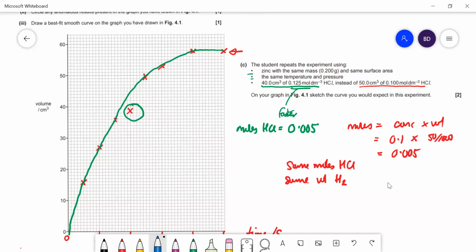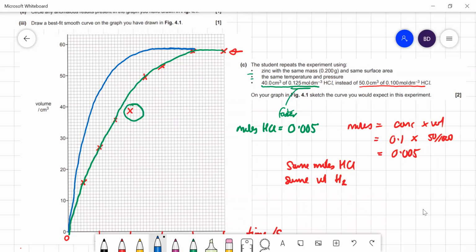So it will be 2 marks, one for the curve that's steeper. It's going to level out at the same point because you're going to produce the same volume of gas because you've got the same moles of HCl in each case. So that's the line you want to draw there.